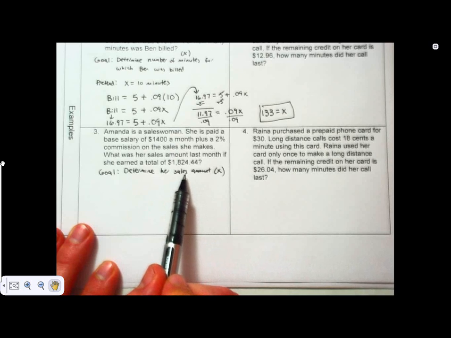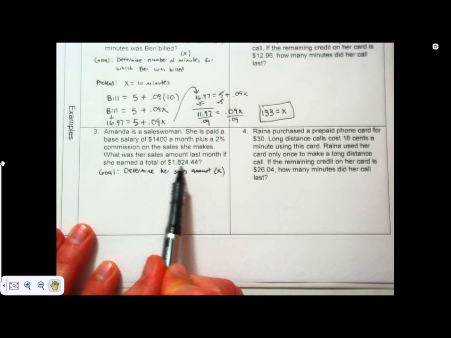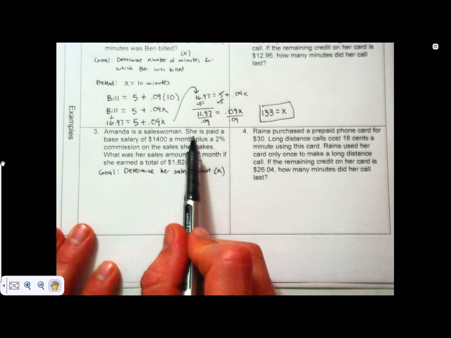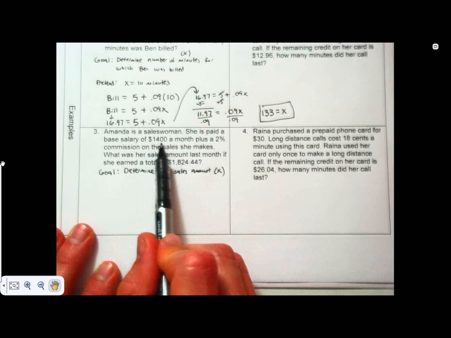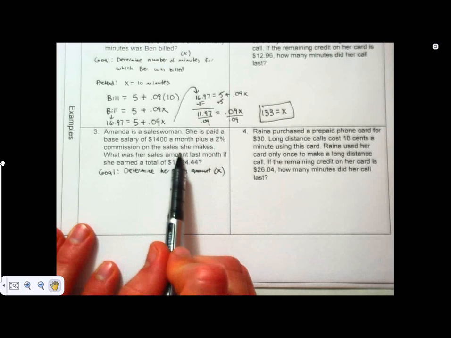Okay, so let's see what we can pull out from the problem. So it says Amanda is a saleswoman. She is paid a base salary of $1,400 a month plus a 2% commission on the sales she makes. What was her sales amount last month if she earned a total of $1,824.44? Okay, well, let's see if we can come up with the way that they came up with this total amount. So it looks to me, if I look at the second sentence, that Amanda is paid basically in 2 ways. She's paid a base salary of $1,400 plus she makes 2% commission on the sales that she makes.